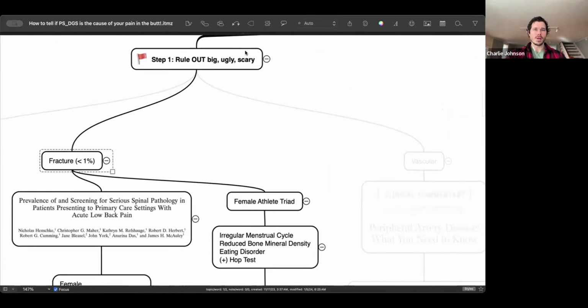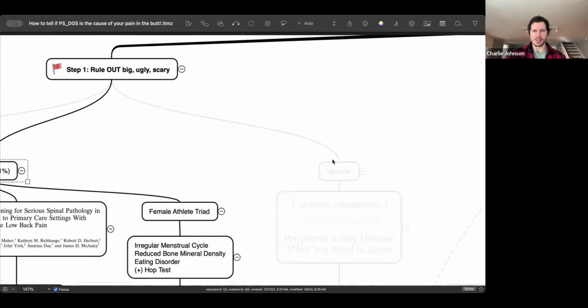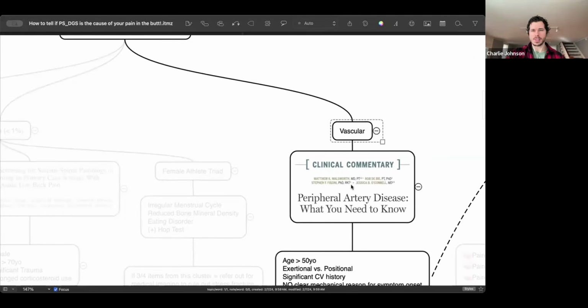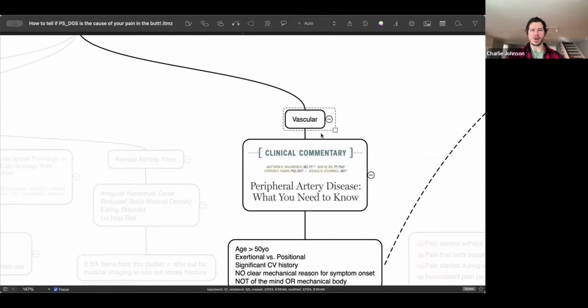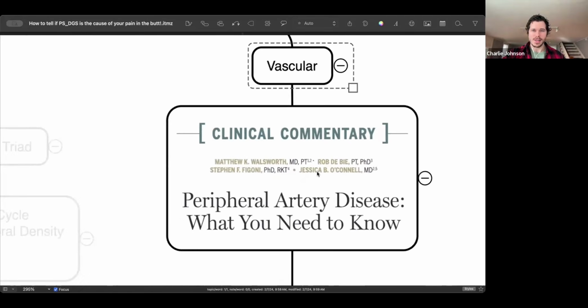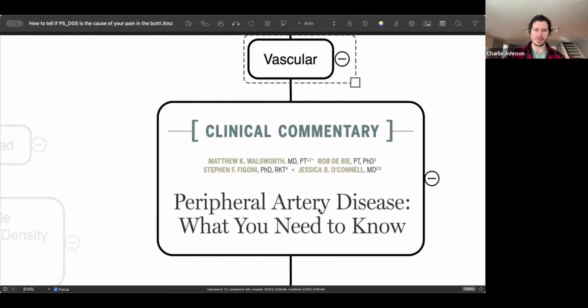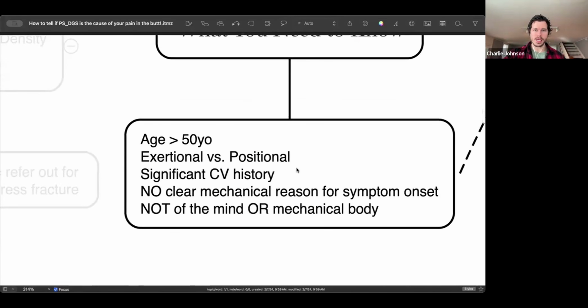One more thing that we want to rule out: big, ugly, scary things. Vascular causes of symptoms. Now, again, I don't have any prevalence data on this. I have seen maybe 2 cases out of the 10,000 plus that I've seen. I stopped counting at that point because I didn't need to anymore. We call this peripheral arterial disease. So here's what you need to know. This is taken directly from that article, and here's what I look for. Age greater than 50 years old. If you're not greater than 50, then you probably don't have this. Again, we're looking at probabilities here.